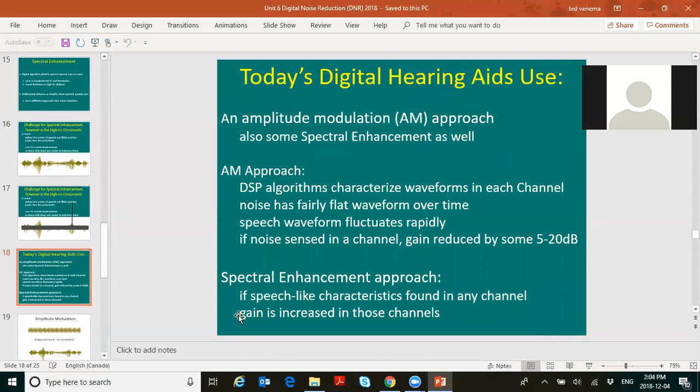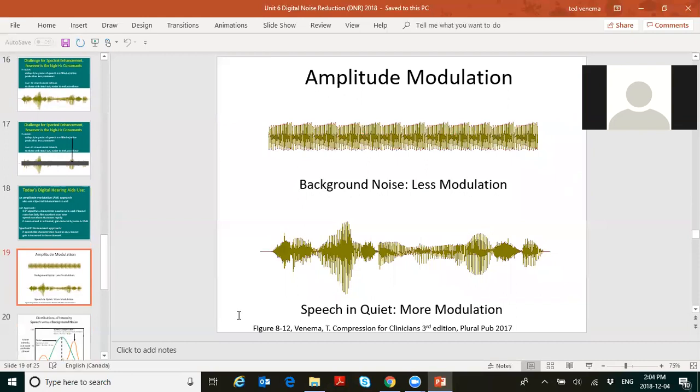Today's hearing aids use amplitude modulation. This is how it works. The amplitude of sound is measured over time. If it doesn't change much over time, the hearing aid says that's probably noise. It's not modulating much. It's not changing in intensity over time. It's probably a fan or an air conditioner, or even background party speech babble.